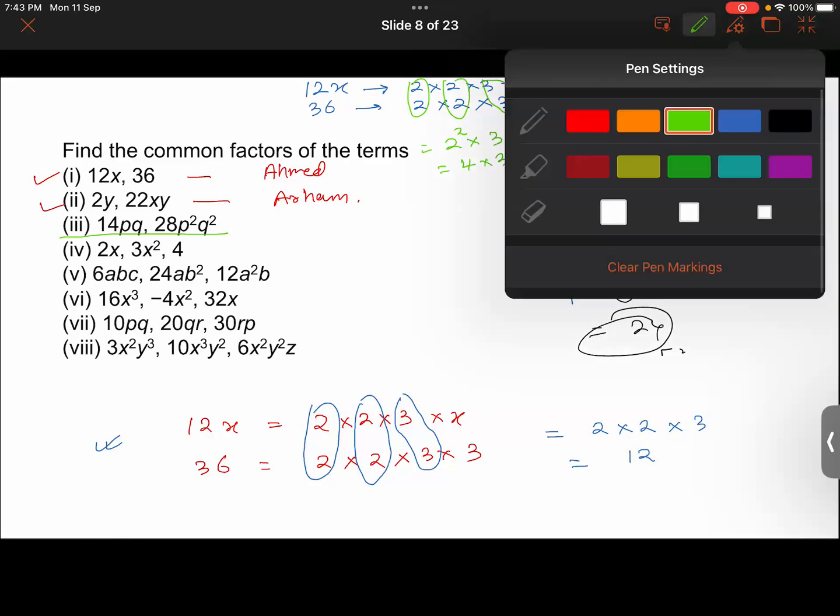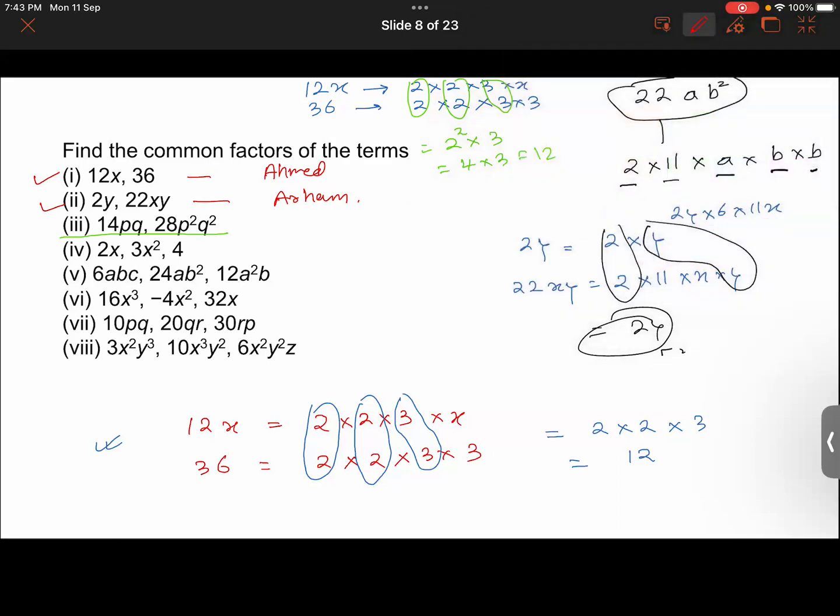Got this? So you are required to solve it right now. Okay, so solve question number 3.